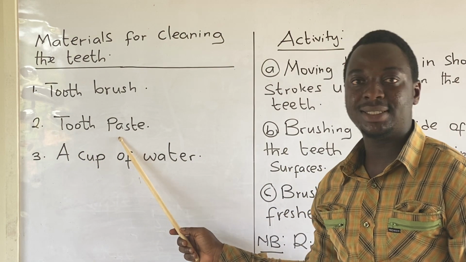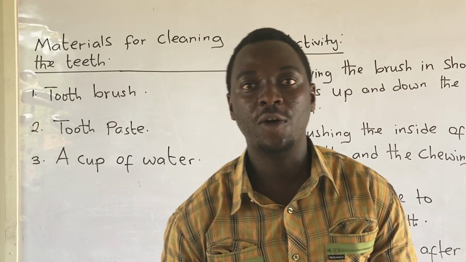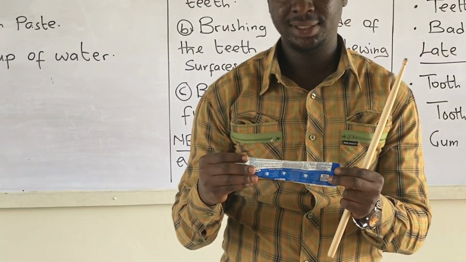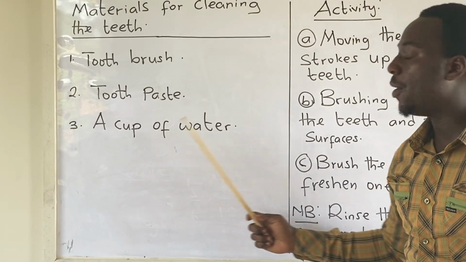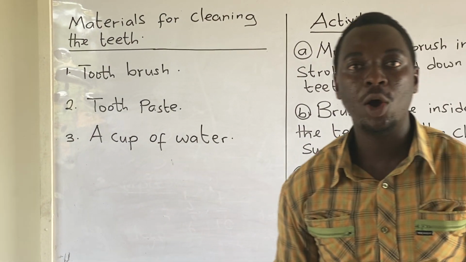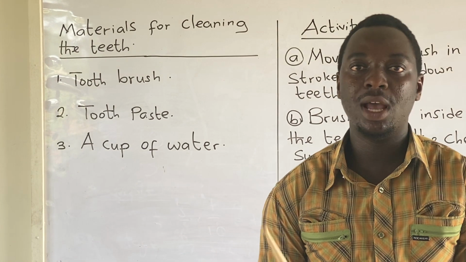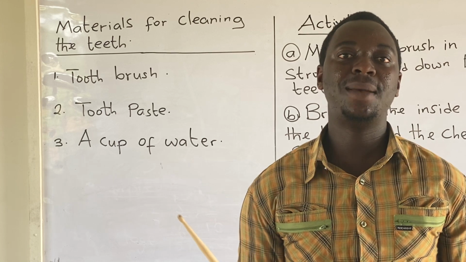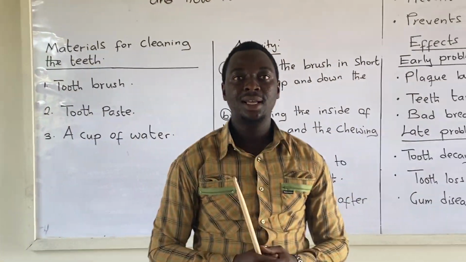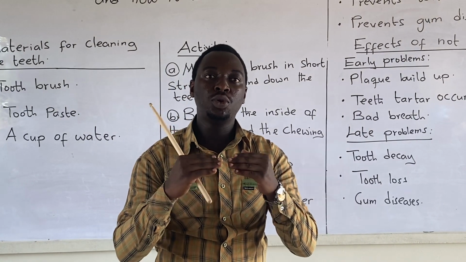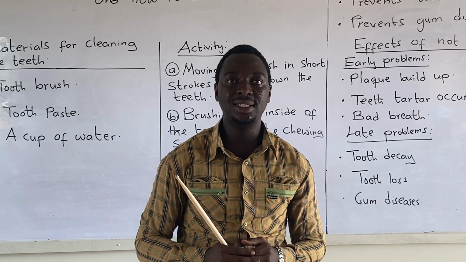2. Toothpaste. That one too, of your choice. You need a toothpaste to help you brush your teeth. And the third one is a cup of water, or any other source of water or running water. It can be water from the tap. It is accepted. Good. Now, after getting these materials, there are proper ways to go through to brush your teeth well. That is the activity for brushing your teeth.